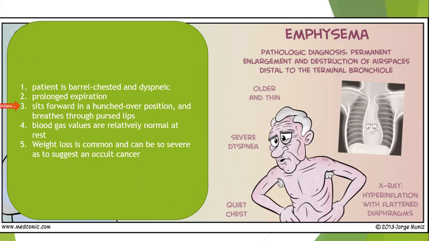And he sits forward in a hunched over position. He does this because he's trying to push out the air. So all your accessory muscles of respiration get activated, like your intercostal muscles. Those will cause the person to bend forward during respiration. However, your blood gas values are relatively normal in these patients. Why? Because there is no problem in oxygen coming into the airway. There is only a problem in the oxygen leaving the airway.